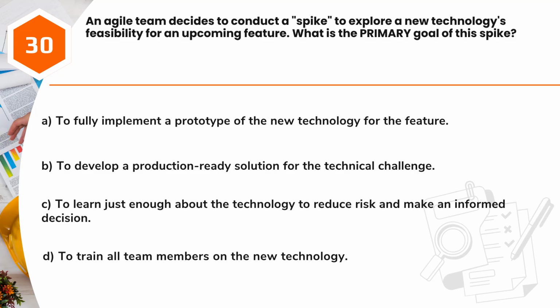Question 30. An Agile team decides to conduct a spike to explore a new technology's feasibility for an upcoming feature. What is the primary goal of this spike? A. To fully implement a prototype of the new technology for the feature. B. To develop a production-ready solution for the technical challenge. C. To learn just enough about the technology to reduce risk and make an informed decision. D. To train all team members on the new technology.